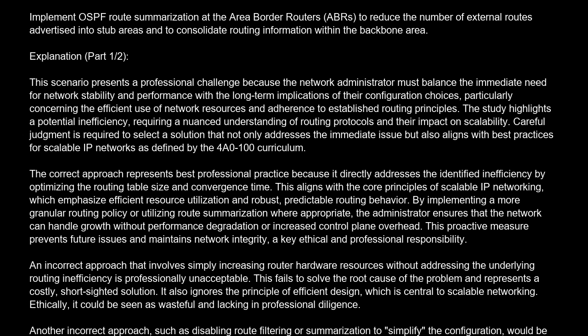4A0-100 curriculum. The correct approach represents best professional practice because it directly addresses the identified inefficiency by optimizing the routing table size and convergence time. This aligns with the core principles of scalable IP networking, which emphasize efficient resource utilization and robust, predictable routing behavior. By implementing a more granular routing policy or utilizing route summarization where appropriate, the administrator ensures that the network can handle growth without performance degradation or increased control plane overhead. This proactive measure prevents future issues and maintains network integrity, a key ethical and professional responsibility.